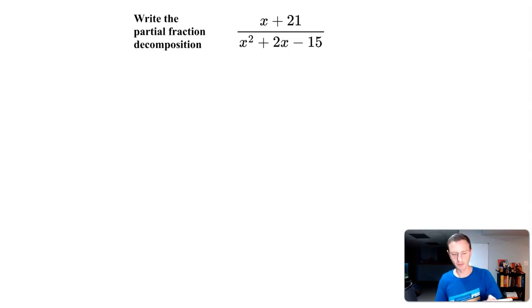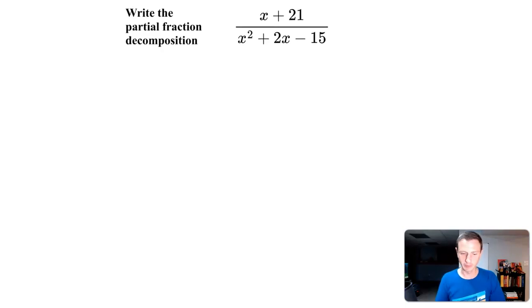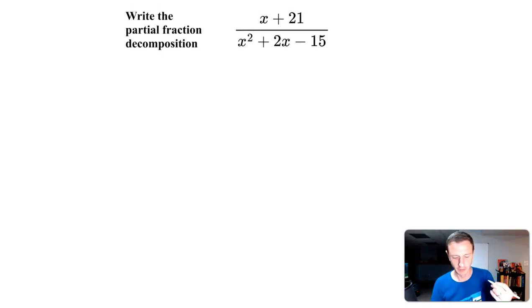In this video, I want to do this partial fraction decomposition of (x + 21) over (x squared + 2x minus 15). So when we're doing a partial fraction decomposition, we want to factor the denominator here. So I'm going to factor that.